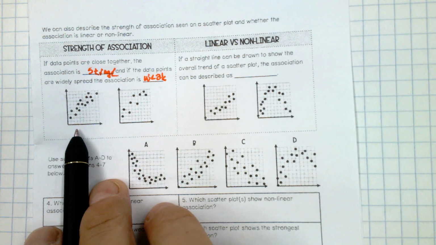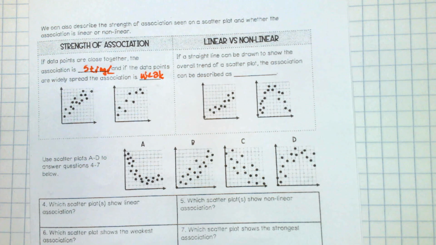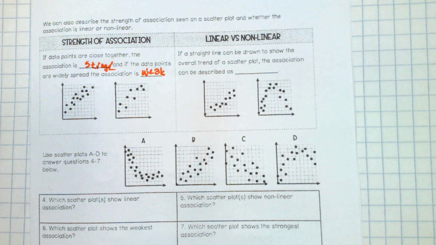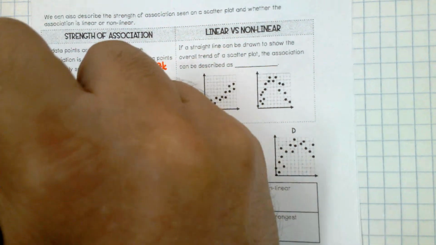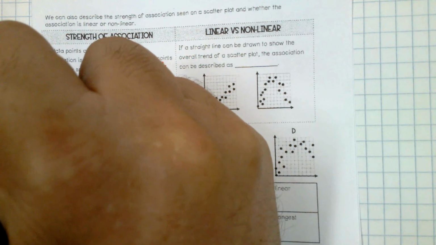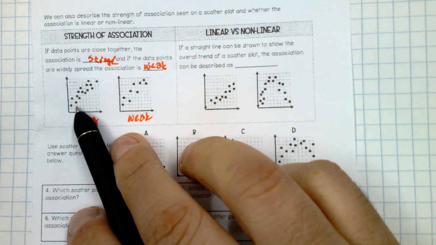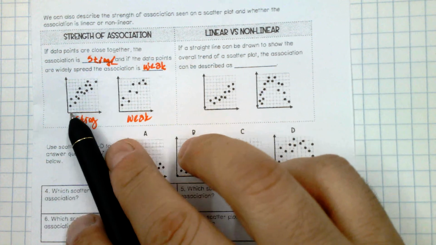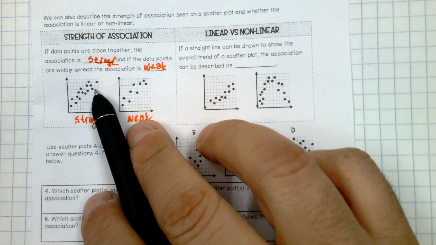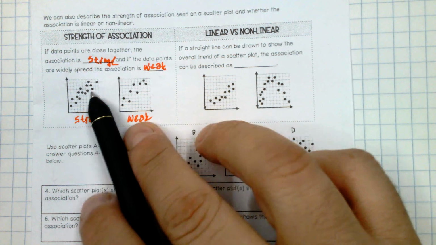Would you describe this as a strong or a weak correlation? Strong. They're close together. So this is an example of strong, and this is an example of weak. Okay. How about the type of association? Positive, negative, or no association?